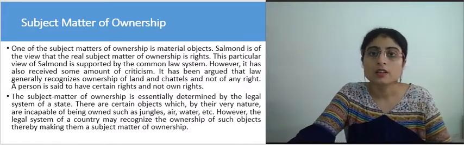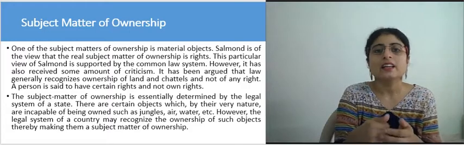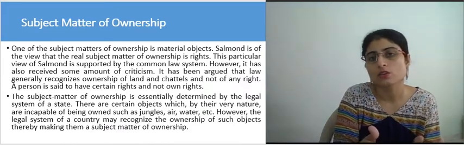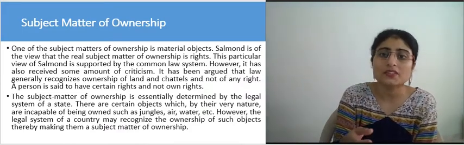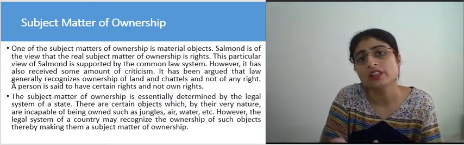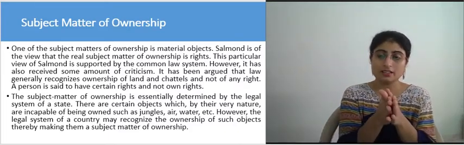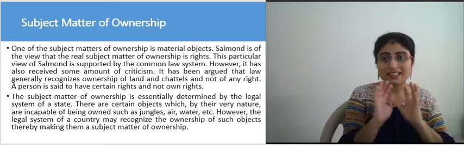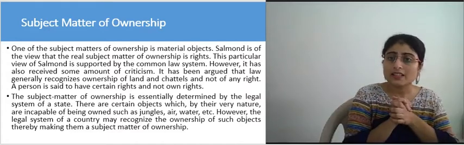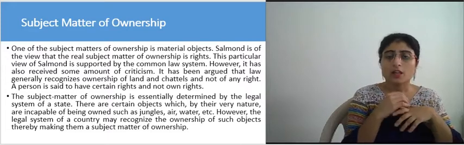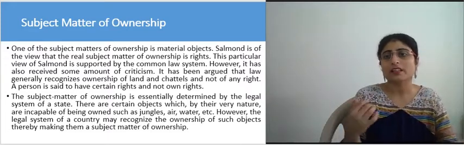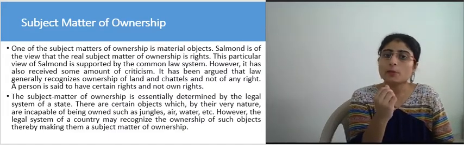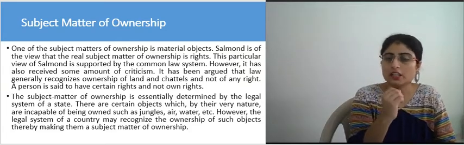The criticism states that the generally recognized ownership is of land or chattels, and not only of rights. A person is said to have certain rights and not own the rights. That means the criticism is between ownership having the right or ownership of the right. Now this criticism decides the subject matter. But friends, can you really decide the subject matter of ownership? Because if I am stating that this is my property, then that would imply that I have all the rights of ownership over that property. So then the subject matter of ownership definitely becomes the material objects.